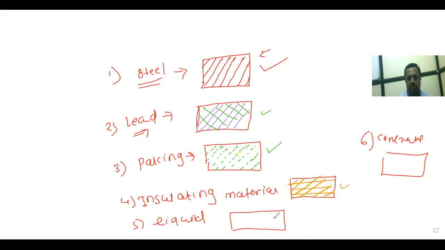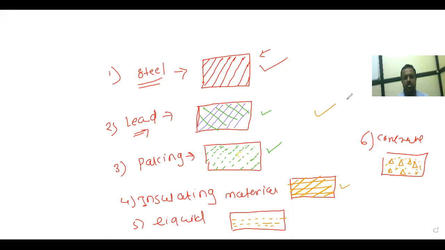Okay. Then for the liquid, yes, horizontal dotted line, the horizontal dotted line like this. Good. And for the concrete, triangles and dots, sir. Triangles and only dots like this. Okay. Good. These are the conventional representations for the engineering materials.